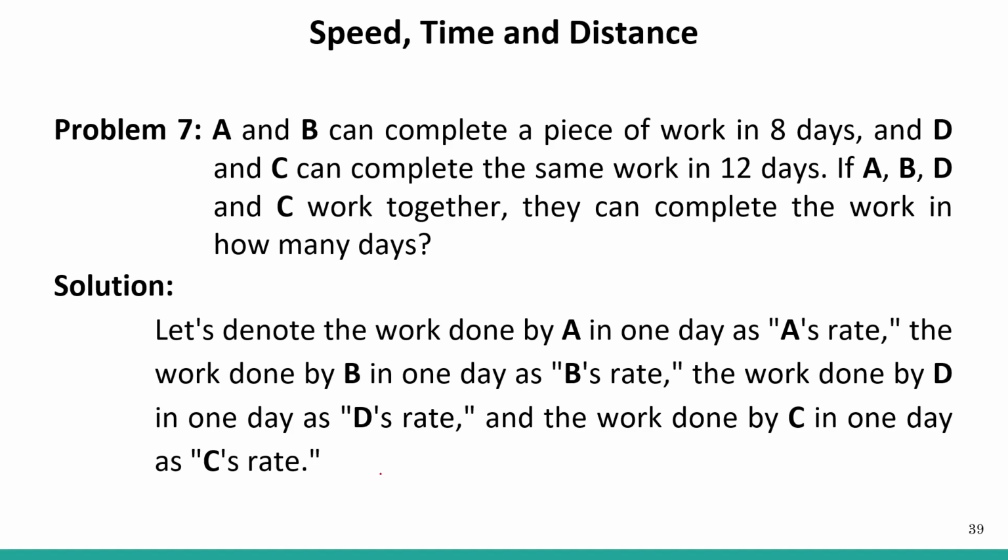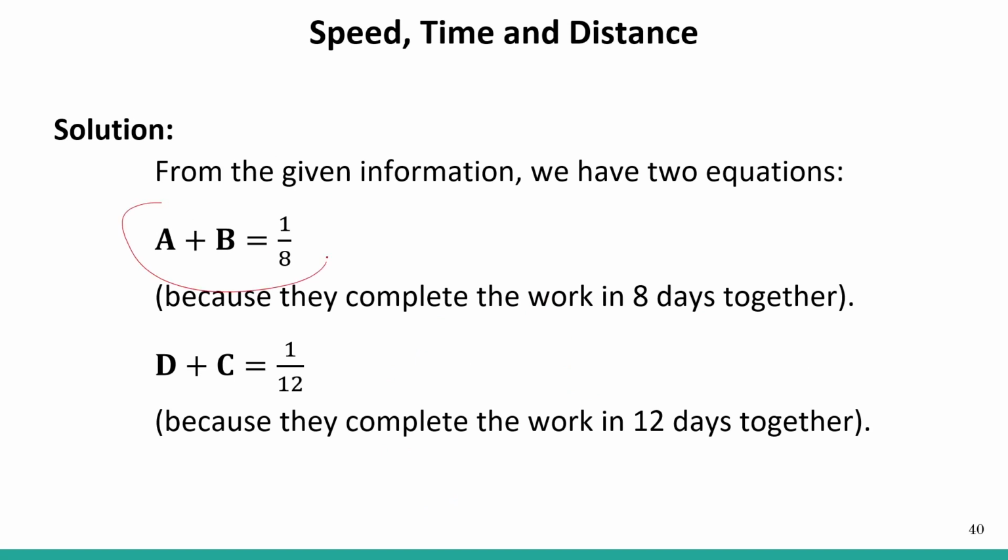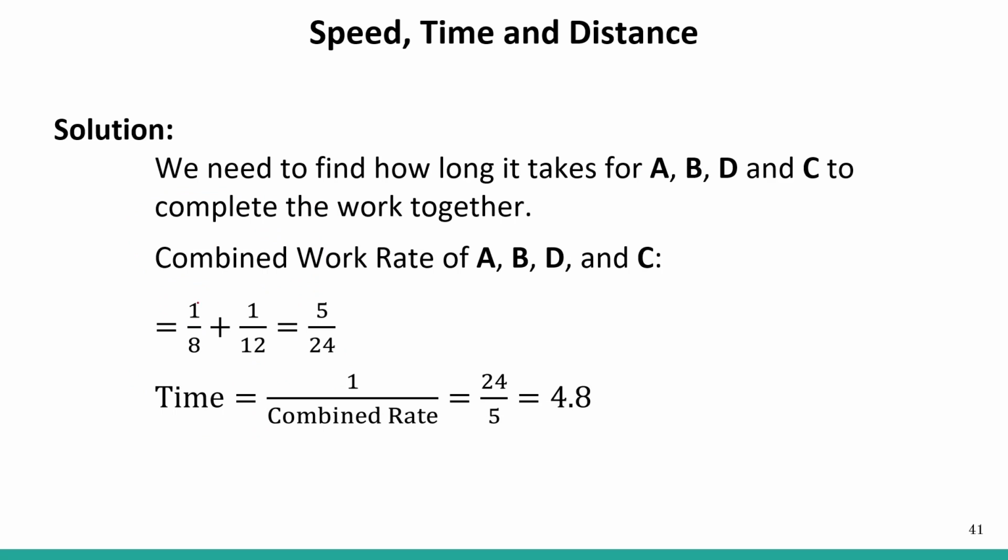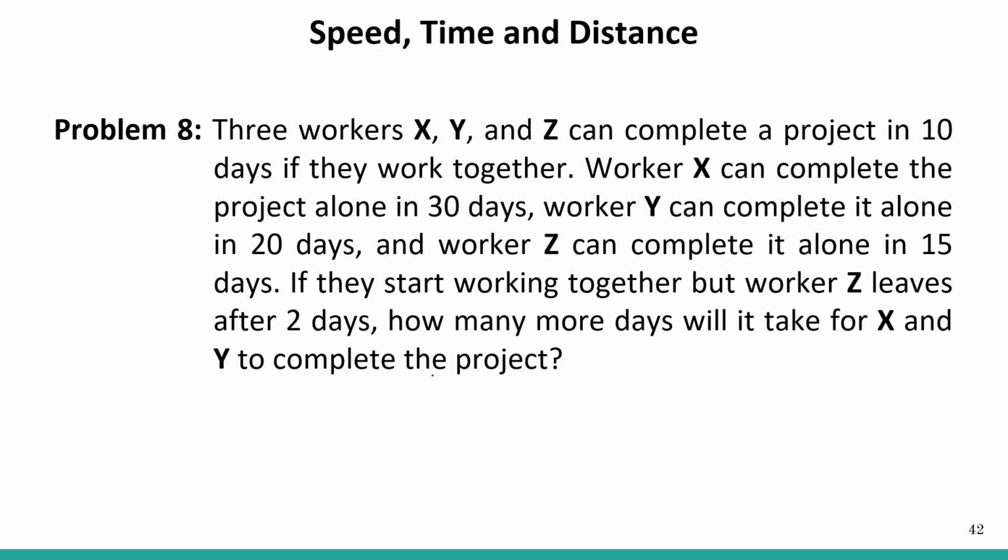So let's see the step-by-step solution. Let's denote the work done by A in 1 day as A's rate, and B in 1 day as B's rate. So work done by D is D's rate and C is C's rate. So A plus B is given as 1 by 8, D plus C is equal to 1 by 12. Okay, so their combined work rate will be 1 by 8 plus 1 by 12, which is equal to 5 by 24. So time is equal to what? 1 by combined rate. So it will be 24 by 5, which is equal to 4.8. So it will take them 4.8 days.